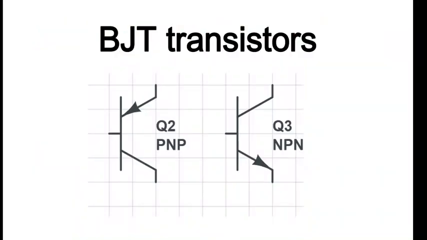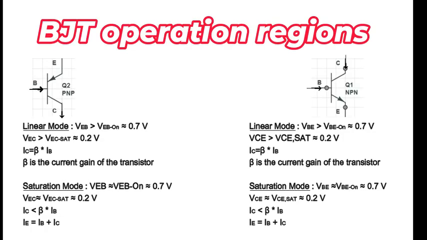In today's video, we're going to dive into BJT transistors and explore how they work. For NPN transistors in linear mode, the base emitter voltage, VBE, is greater than about 0.7 volts, and the collector emitter voltage, VCE, is greater than around 0.2 volts. The current gain beta relates the collector current, IC, to the base current, IB, like this. IC equals beta times IB.